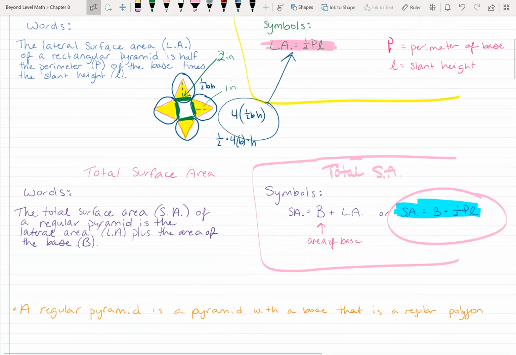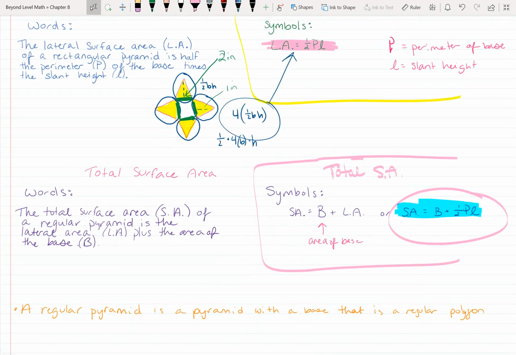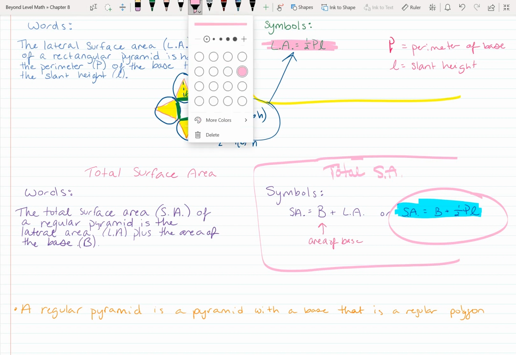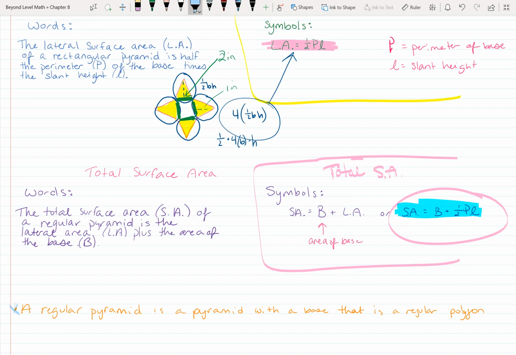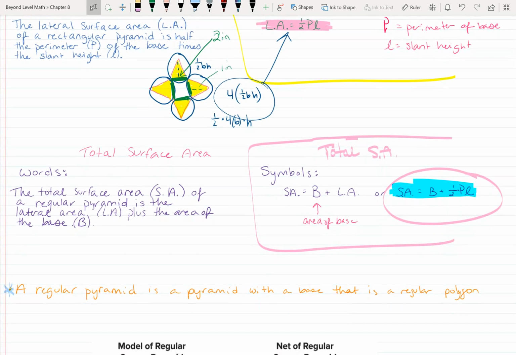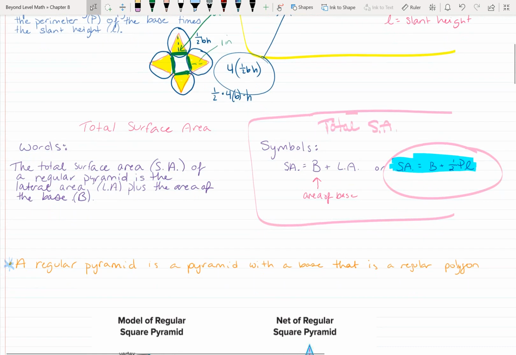Now, you can write what's in orange. Let's go ahead and actually write that down because, like I said earlier, we are working with all regular pyramids. So the base is a regular polygon, which means all sides of the base are the exact same. So all of our triangles will be equilateral, all of our rectangles will be squares. So go ahead and write what's in orange.